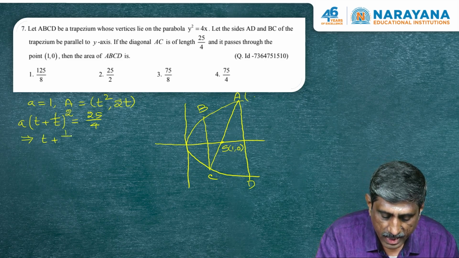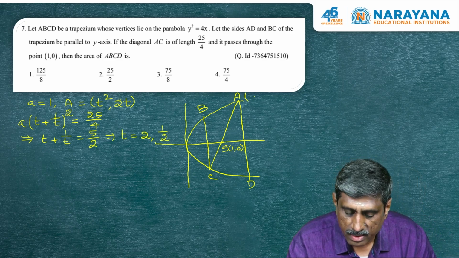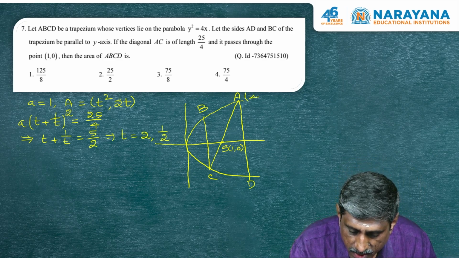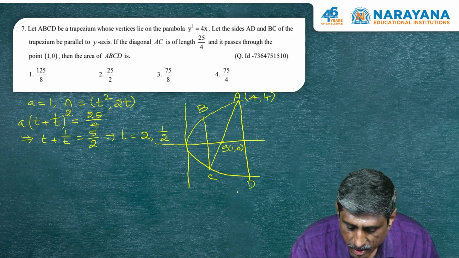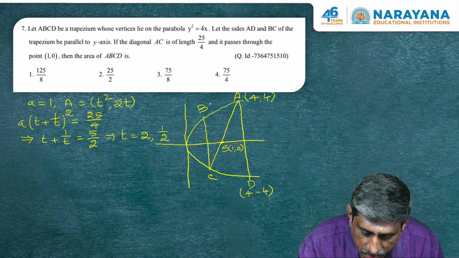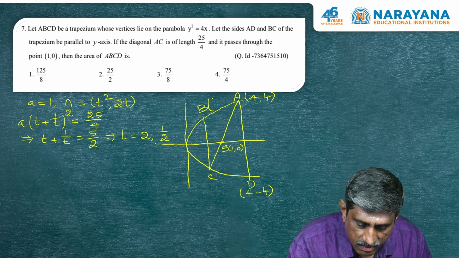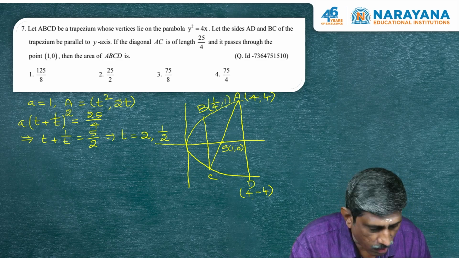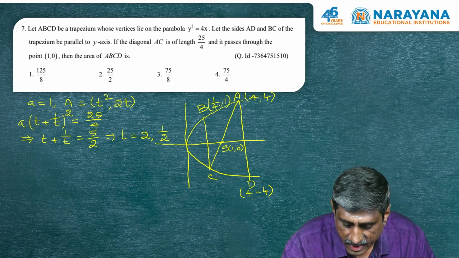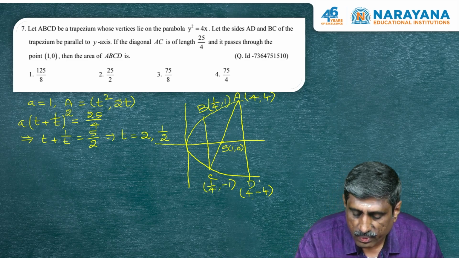So t + 1/t is equal to 5/2. On simplification, the value of t can be either 2 or 1/2. If you take the point t as 2, this point A is going to become (4, 4), and automatically D is (4, -4). When you take 1/2 here, the point B is going to become (1/2 at², ...) which is (1/4, 1), and the opposite side point is going to become (1/4, -1). So we are asked to find the area of the trapezium.